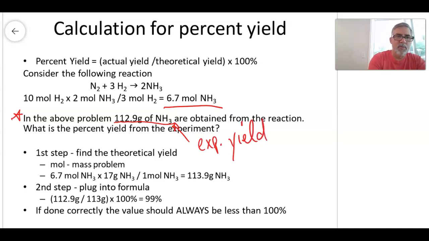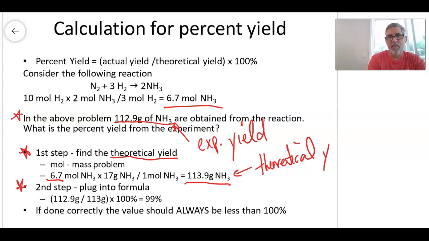All right, so if I find my theoretical yield using the 6.7 moles, I should get 113.9 grams of ammonia. All right? Second step, so this here would be my theoretical yield. So if I take my experimental divided by my theoretical, I'll get my percent yield. So 99 is less than 100, so I'm good, right?